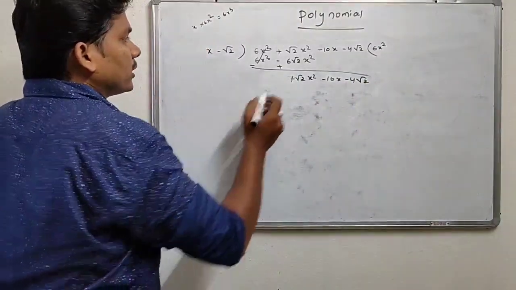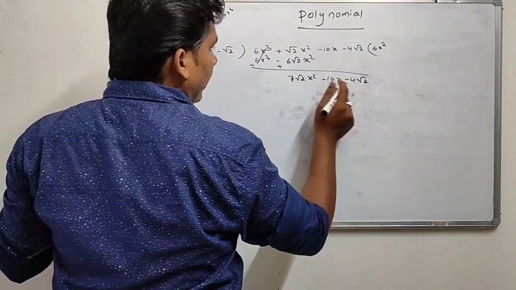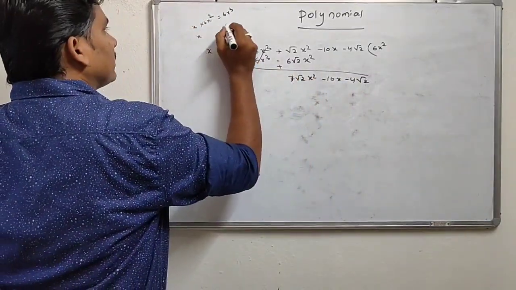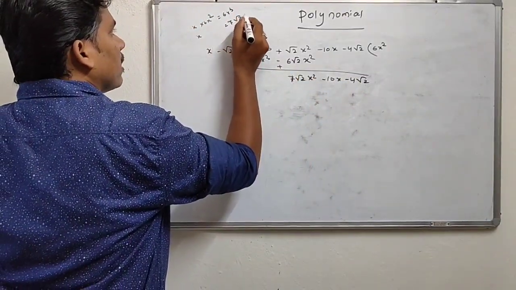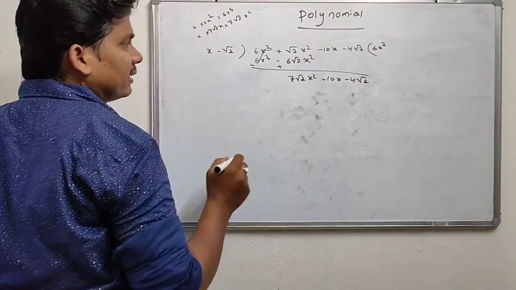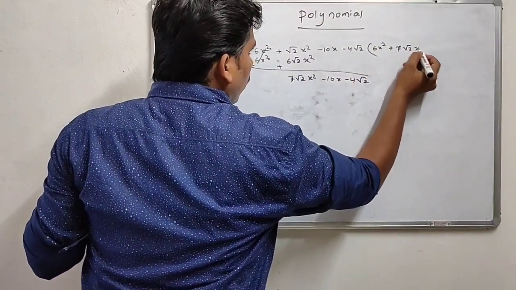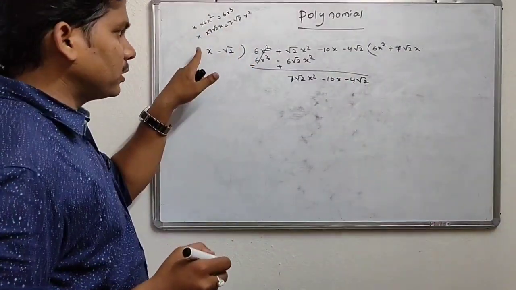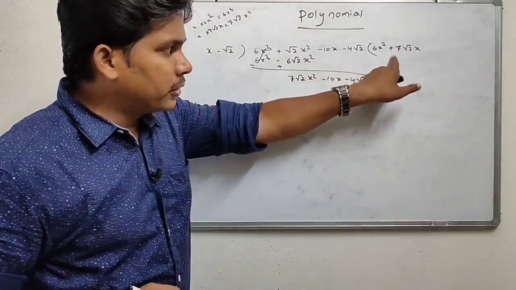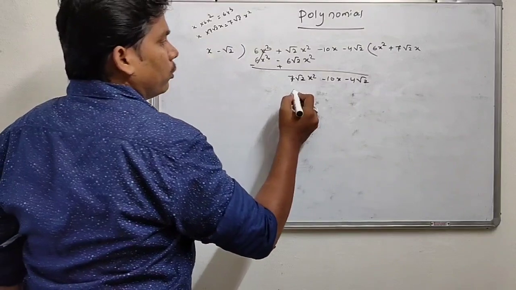Now I will take the consideration for this x and 7 root 2 x square. How will I get the x with the 7 root 2 x square? If I multiply with 7 root 2 x, then I will get this value. I will write here plus 7 root 2 x. Why is it plus 7 root 2 x? Because it is positive, obviously this is positive. Then this will be 7 root 2 x into x, 7 root 2 x square.